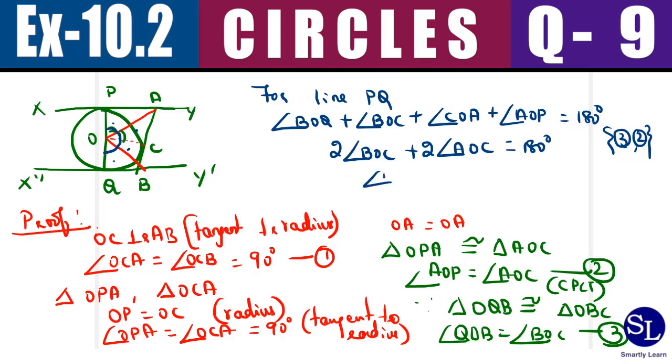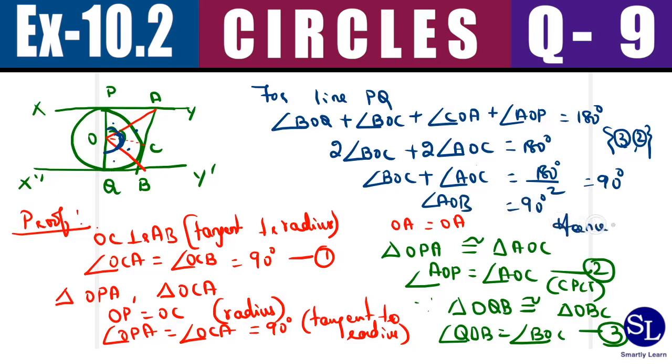This means angle BOC plus angle AOC will be equal to 180 degrees divided by 2, because I've taken the 2 as common. So that is equal to 90 degrees. Now if you see the diagram, BOC plus AOC is nothing but angle AOB. So angle AOB is equal to 90 degrees, and hence proved.